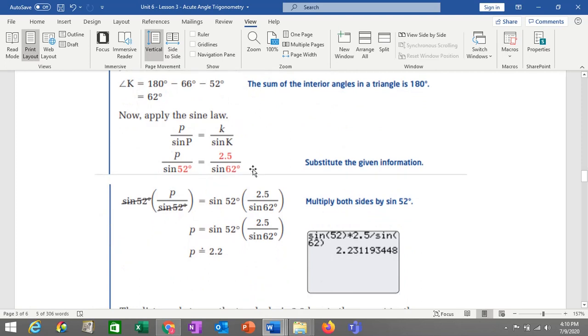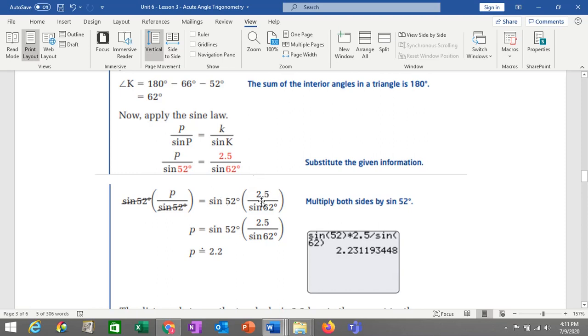So here I have sine of 52 on the denominator. I want to get rid of it, so I multiply both sides by sine of 52. And they have just left doing this until the end because sine of 62 and sine of 52 are not nice numbers. And so to make it more exact, they haven't calculated them yet because they don't want to round again and again and again. They only want to round once. So that's what they're going to do.